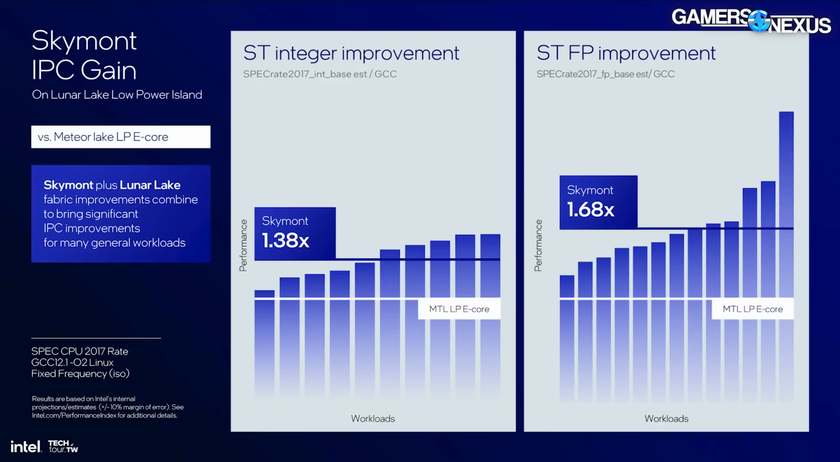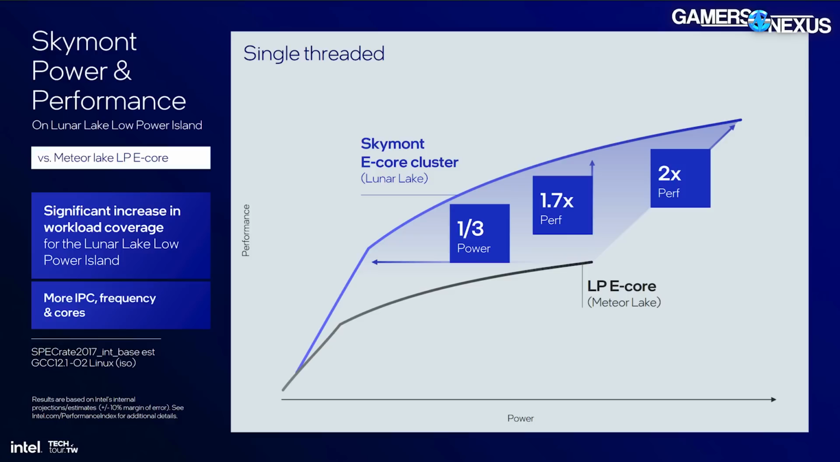For performance, Intel gave some single-threaded performance numbers between the low-power islands of the previous generation Meteor Lake and Lunar Lake mobile CPUs. Integer functions were up by an average of 38%, and floating-point vectors up by 68% claimed on average, though Intel's graph has one outlier. Overall, in a single-threaded scenario, Intel says the new E-core uses 1/3 the power at the same performance. It says 1.7x more performance at the same power, and 2 times the performance at the top end with the new core using more power.